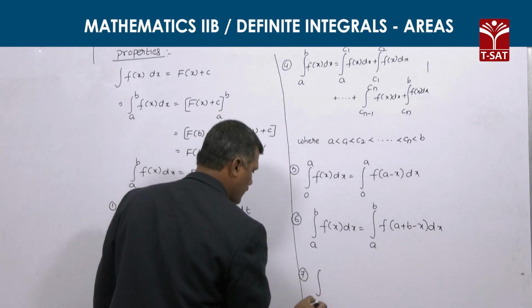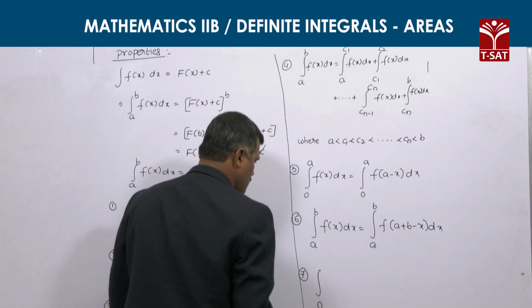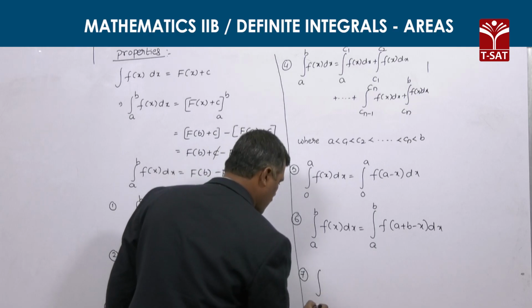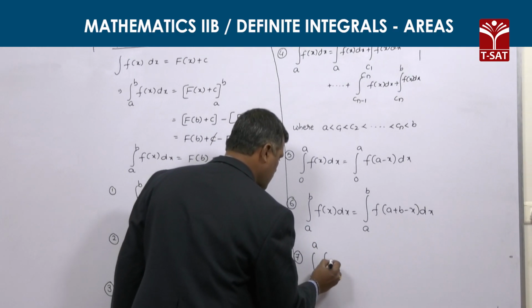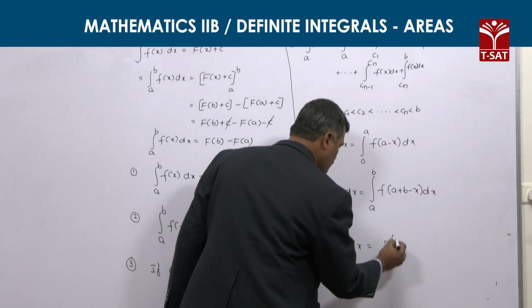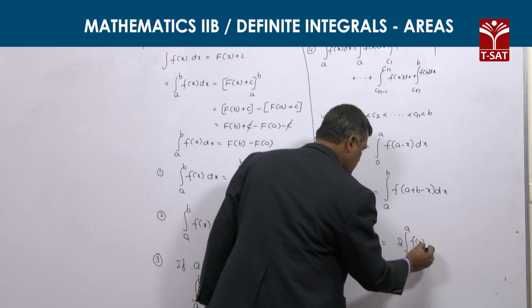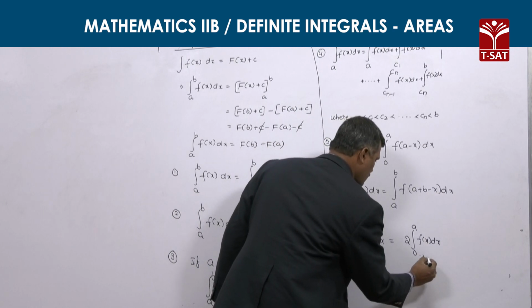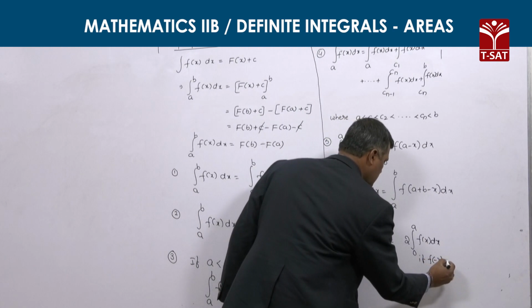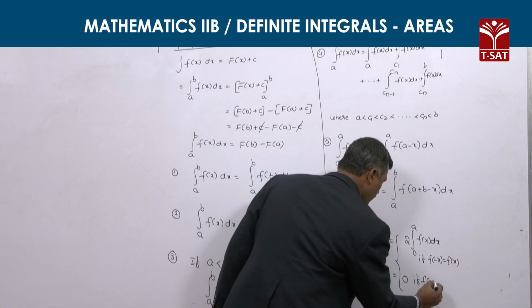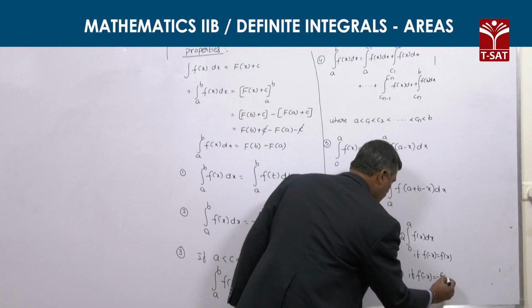Integral of minus a to a f of x dx is equal to 2 into integral of 0 to a f of x dx if f of minus x is equal to f of x, and is equal to 0 if f of minus x is equal to minus f of x.